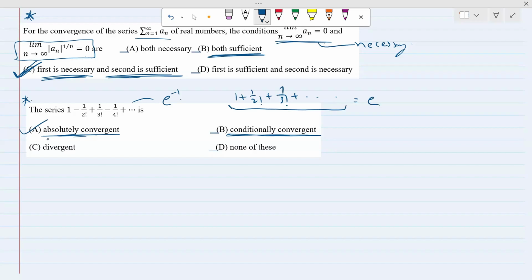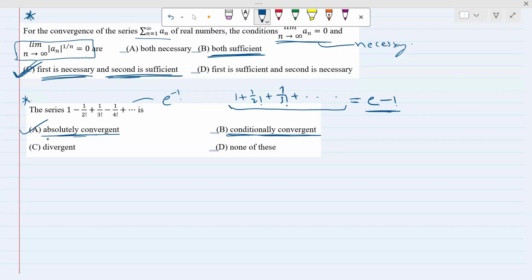This is E. Is this E? E minus 1, I think. E minus 1, yes, very good. This is E minus 1. It's not actually E, one term is missing. So for absolute convergence, you have to take the absolute values of the terms and then check whether the series is convergent or divergent. If it is convergent, we say the original series converges absolutely.